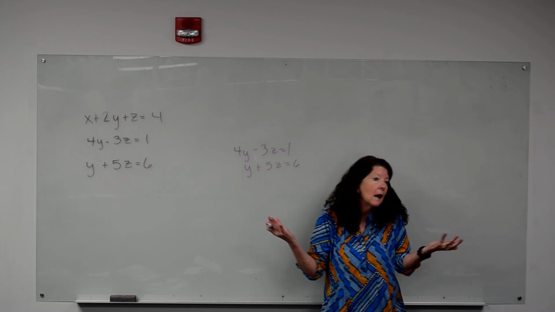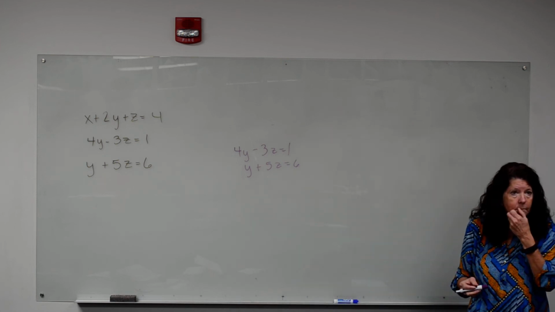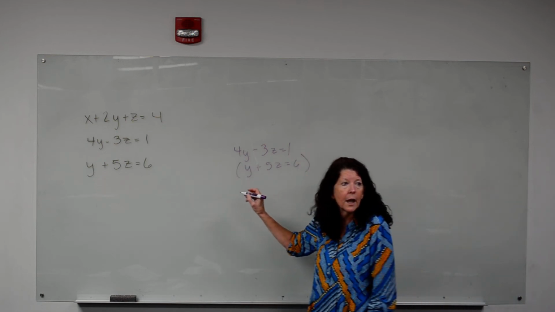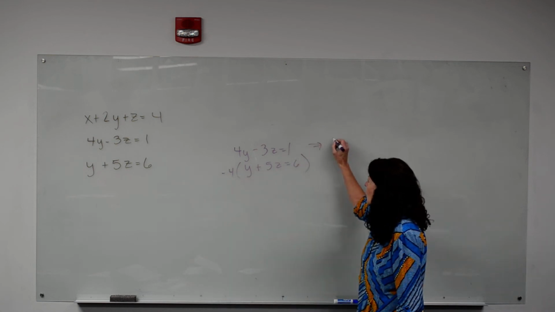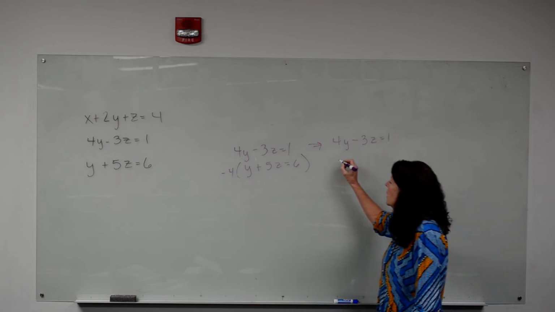I need to eliminate out either the y or the z. What do you want to do? Y. So let's multiply this bottom by negative 4. Okay, y'all with me? I just solved it. What about substitution on this? You could if you wanted to.